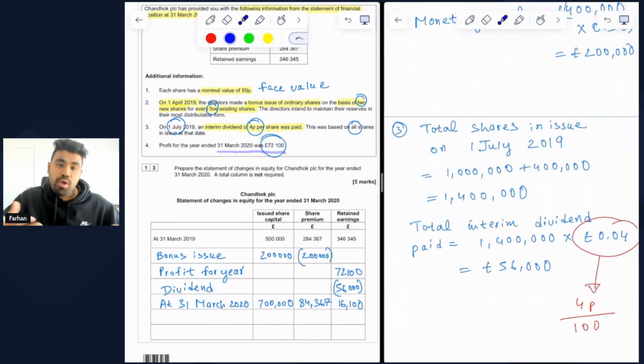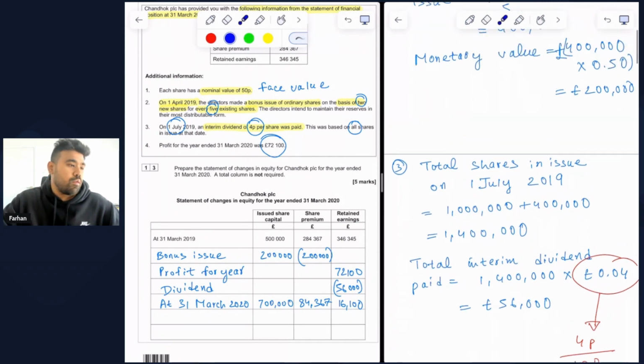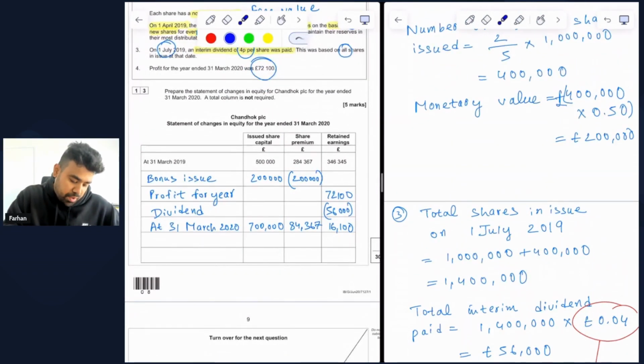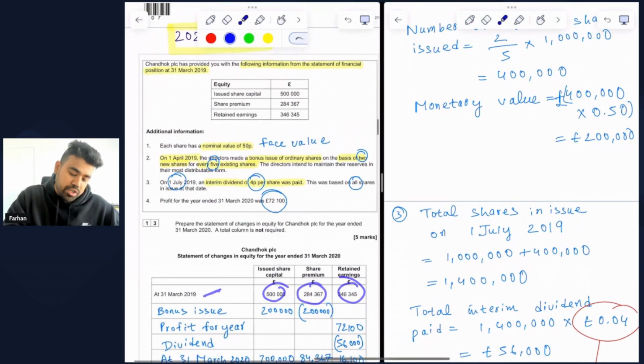So let's see how we are going to include all the workings that we have done in preparing the statement of changes in equity. All right. So first of all, the table had already given us the closing balance from last year, which is 31 March 2019. And this is coming from what we have been given initially at the beginning of the question.